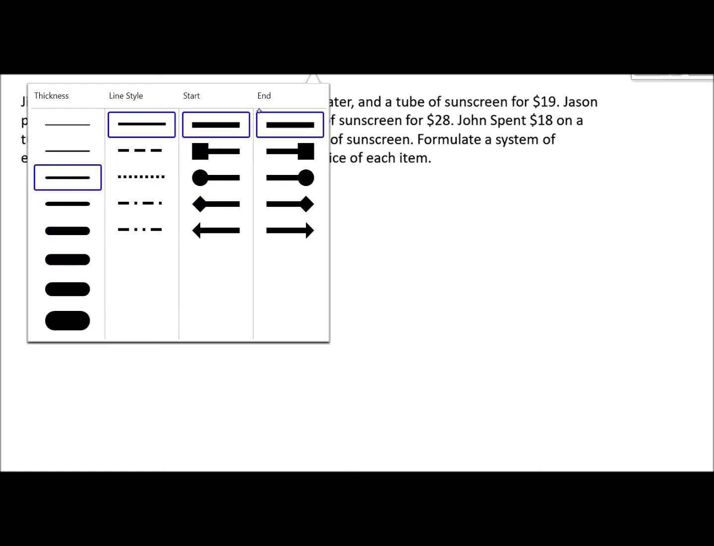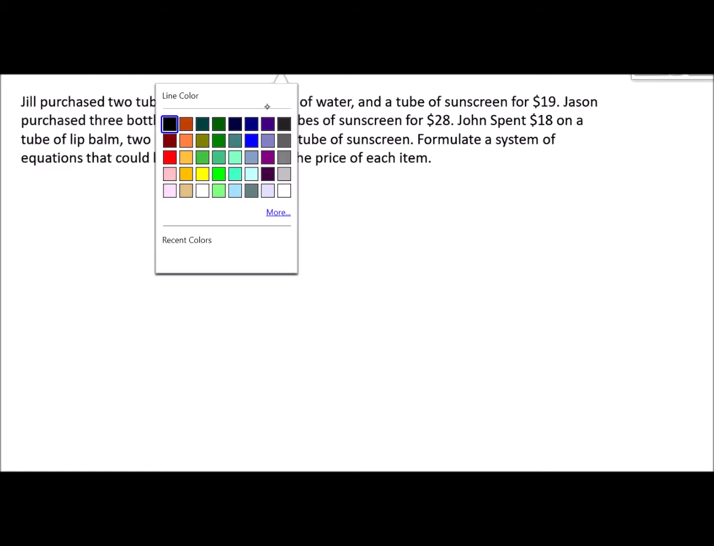Okay, next example. Jill, she's going to the store. 2 tubes of lip balm, a bottle of water, and a tube of sunscreen for $19. So we've got some important words going on here. At this point, you know what to kind of look for.